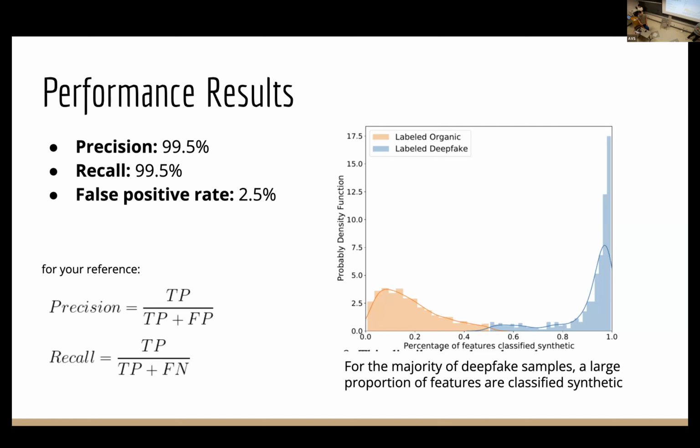Another remarkable result that they found is they plotted this histogram, which basically plots the percentage of features classified as synthetic for each deepfake sample and organic voice sample. They found that for the samples classified as deepfake, a vast majority of them have a very high percentage of features classified as synthetic, meaning that the decisions performed by the classifier are mostly very decisive, and very few are near the decision boundary of 0.5. So that shows that the classifier really has pretty remarkable performance.